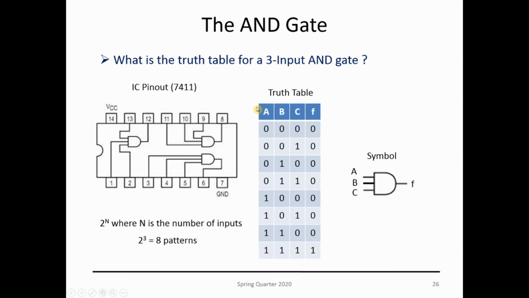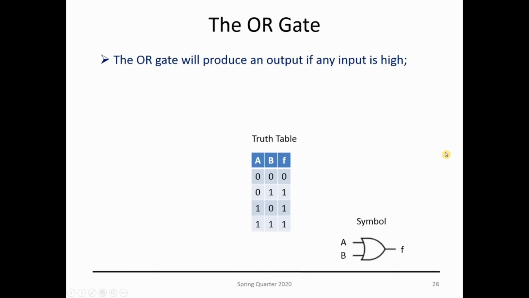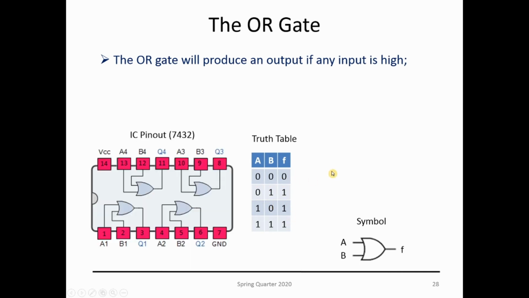This is the IC, and this is the Boolean expression, F equals A and B and C. Let's go over the OR gate. This is the symbol for your OR gate. It's 1 in all combinations besides the first one, when it's 0. This is the IC. This is the Boolean expression.